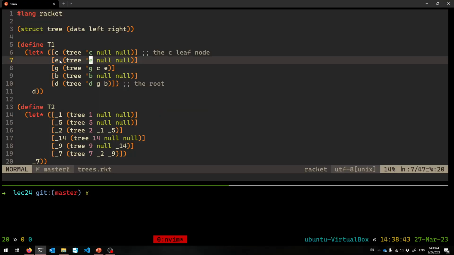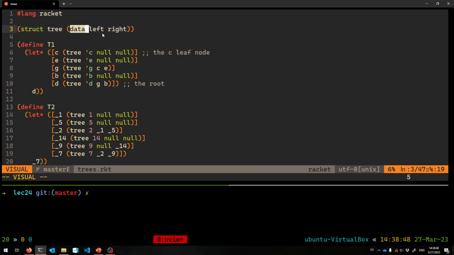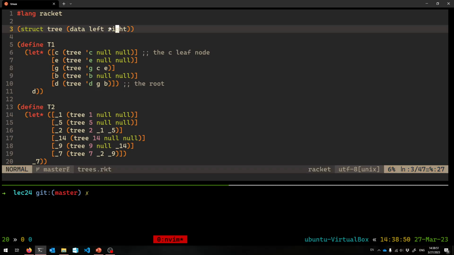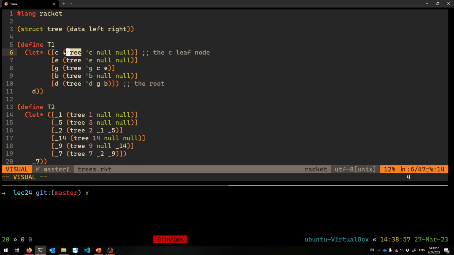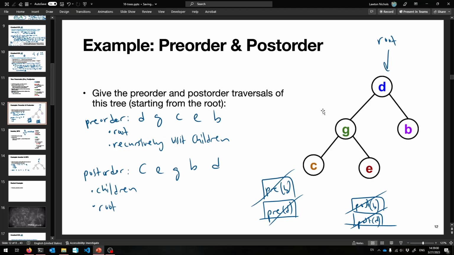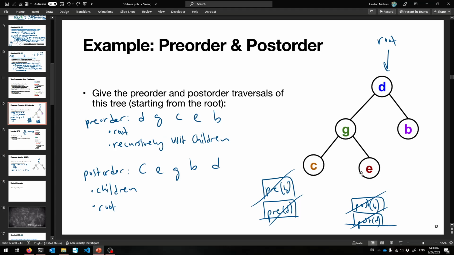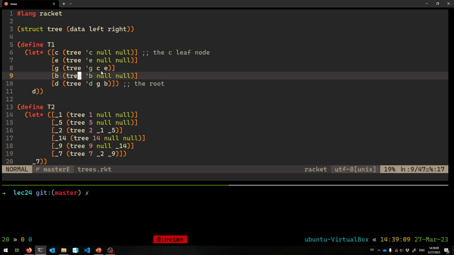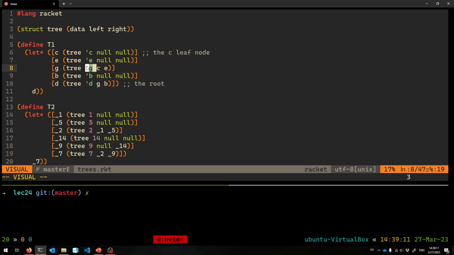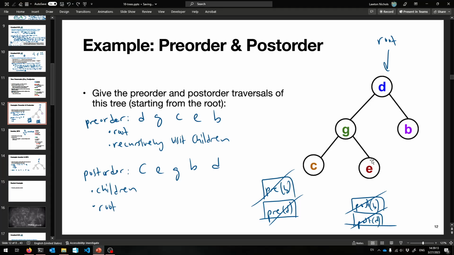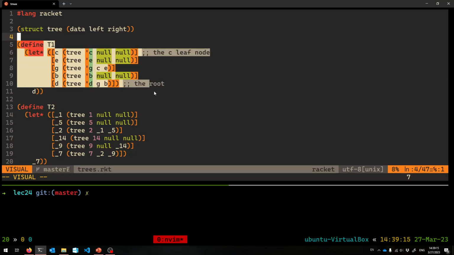I've used this representation. So I made every tree node has a data and a left and a right. And here I am making a bunch of tree nodes, essentially pointers. Like here's the C node. It's a tree that holds the C data, the symbol C, and it has null left and right children. Same with E, it's a leaf. Then G holds, it's a tree with the G data, and then the C and the E children. And that's me building this tree. That's tree 1, we'll say.